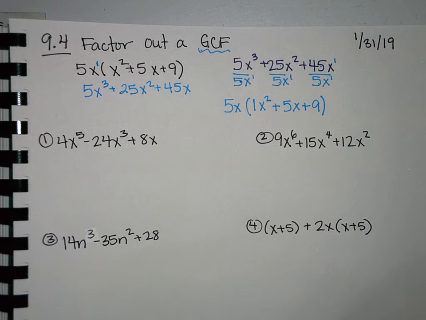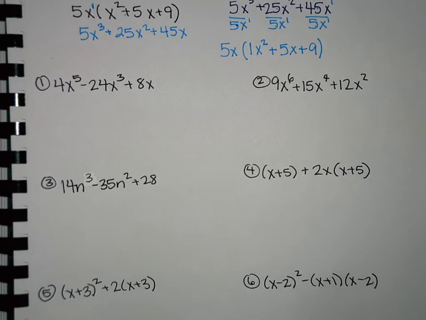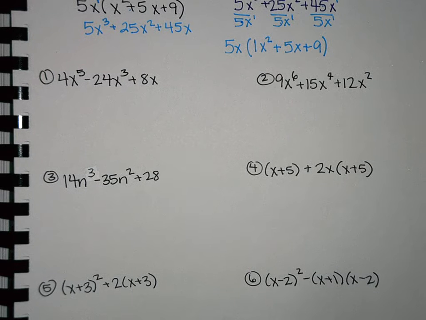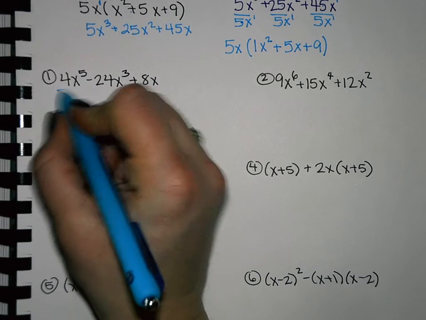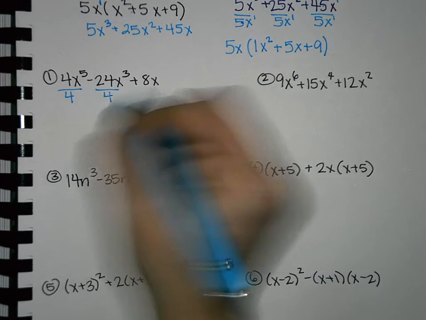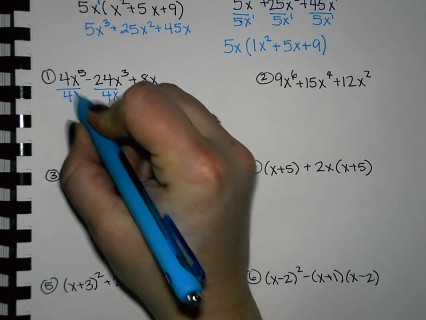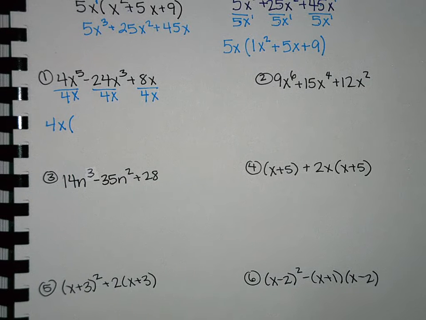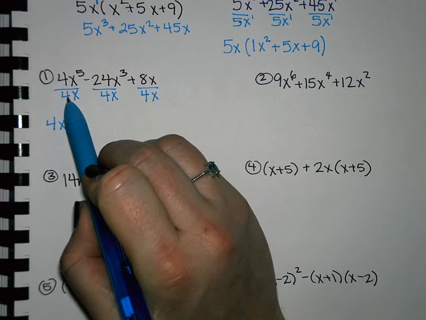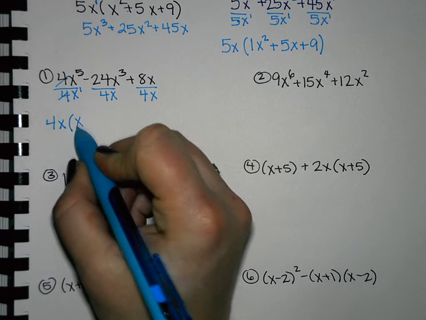Okay, so let's start with number 1 and try to see what do all 3 of those have in common. Start with a number. So what number divides evenly into all 3? 4. What about letters? They all have an x. So we put what we're dividing by, our GCF, outside the parentheses. Inside the parentheses goes the result of our division. So what's 4 divided by 4? 1. And then exponents, we subtract. So we have x to the 4th.